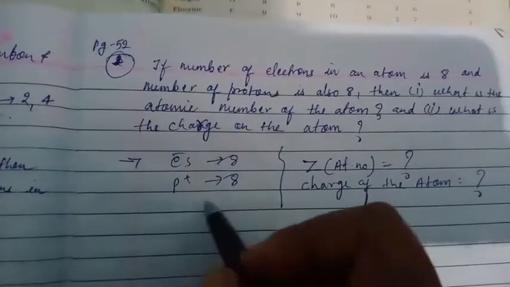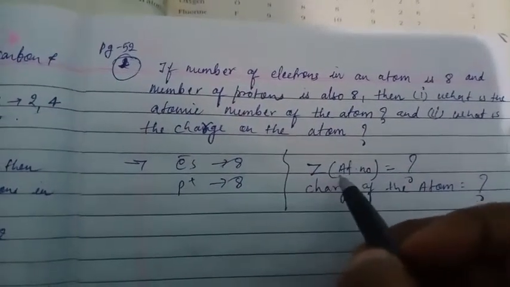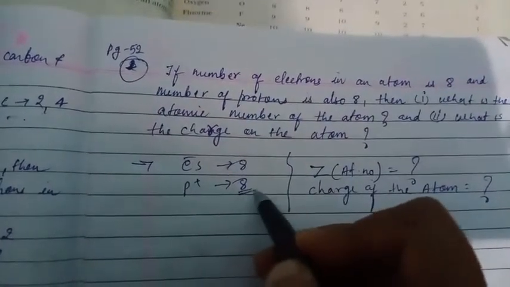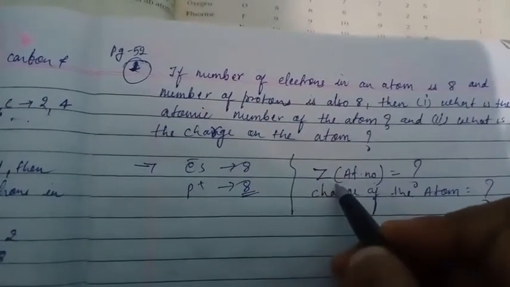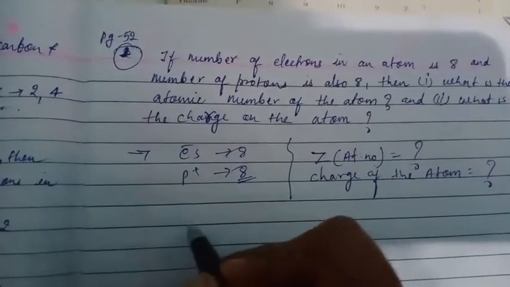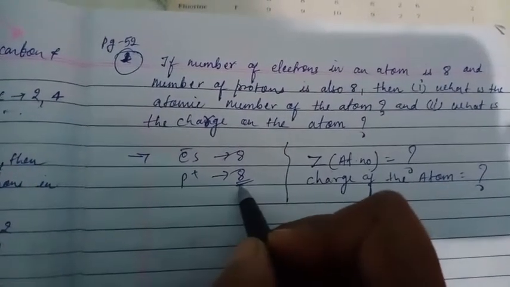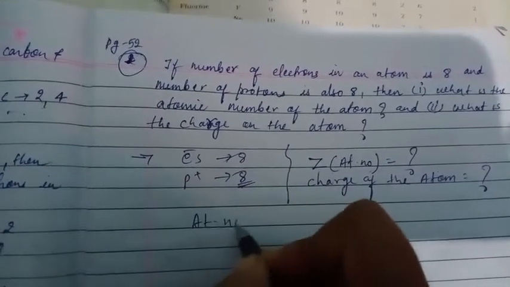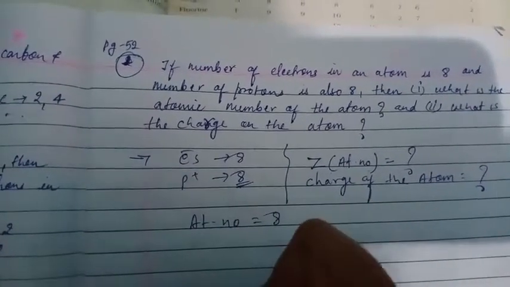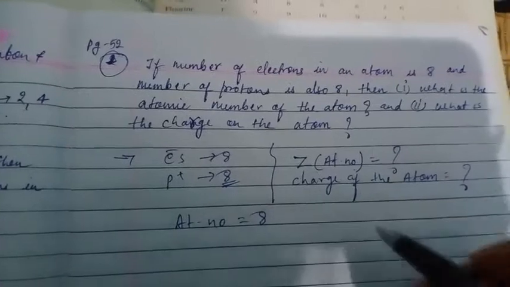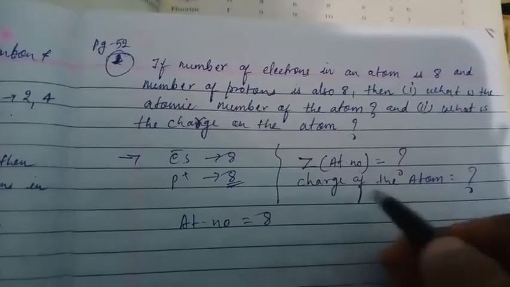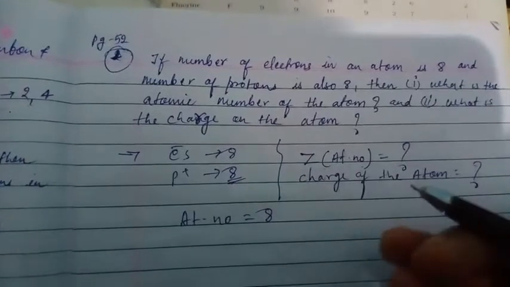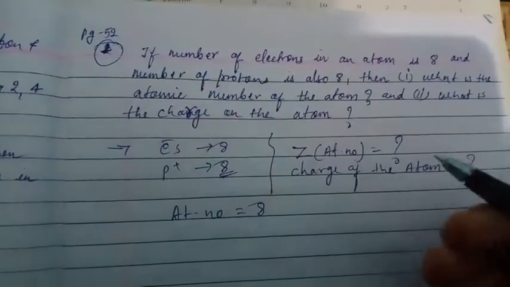Okay, so how will you find out or calculate the atomic number? By just seeing the number of protons, you can find out the atomic number. So since the number of protons is 8, the atomic number will be equal to 8. Now, how do you find out if the atom is having any charge or not? And if it is having a charge, which type of charge, positive or negative?